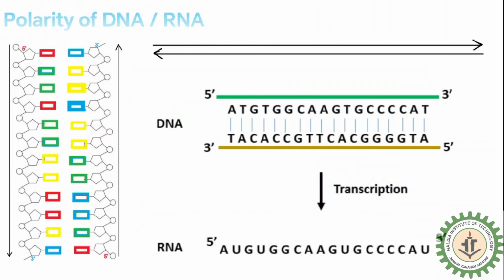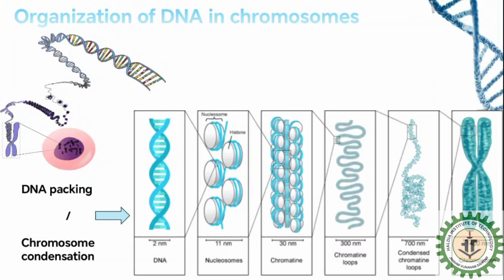As most of the RNAs are single-stranded, they are always 5' to 3'. And now I will discuss how DNA is packed in chromosomes. The average diameter of a DNA double helix is about 2 nanometers. Now this double helix is packed with the help of histone proteins.